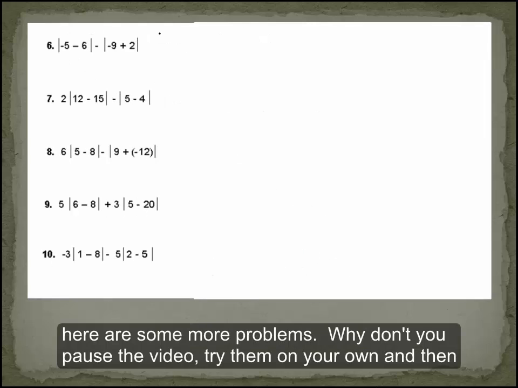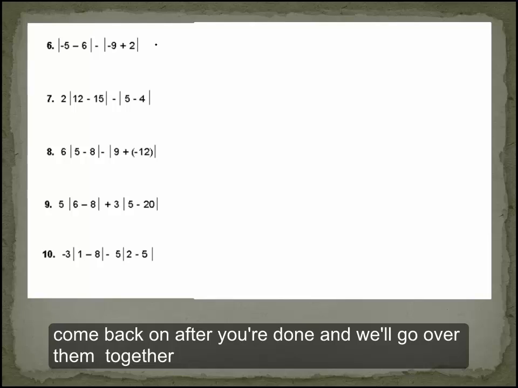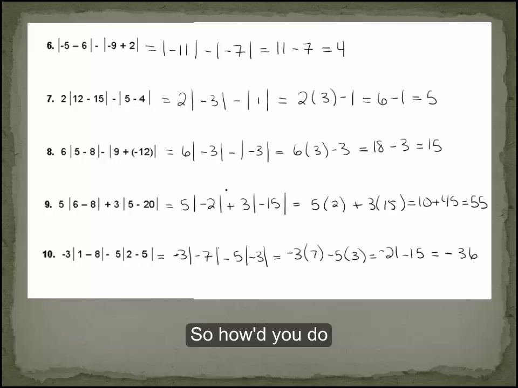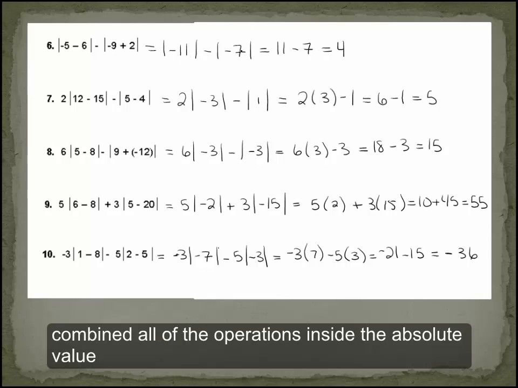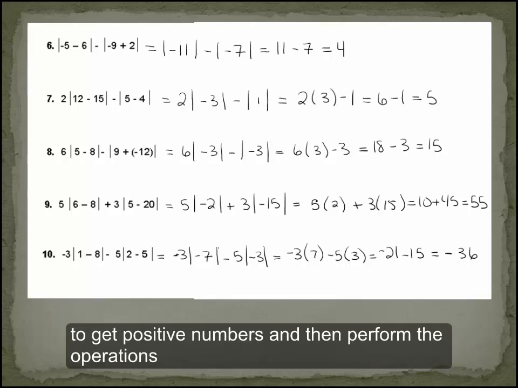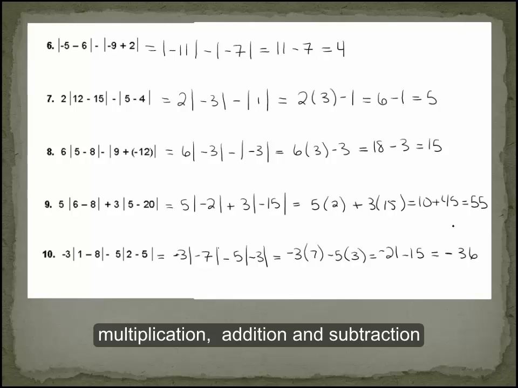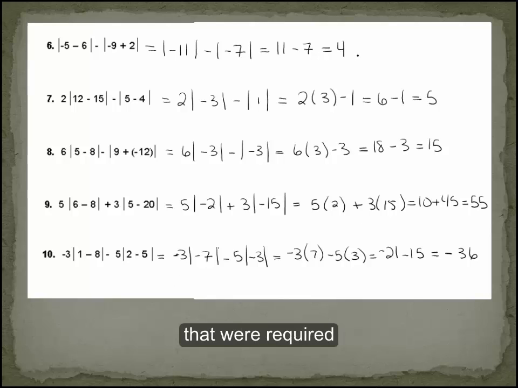Here are some more problems. Why don't you pause the video, try them on your own, and then come back after you've been done, and we'll go over them together. So how'd you do? Combined all of the operations inside the absolute value, took the absolute value to get positive numbers, and then performed the operations, multiplication, addition, and subtraction that were required.